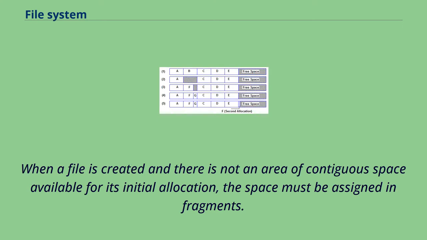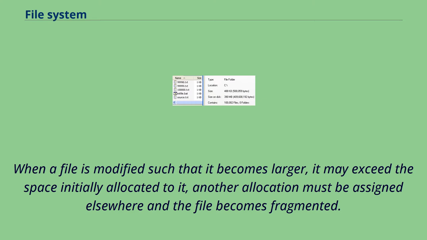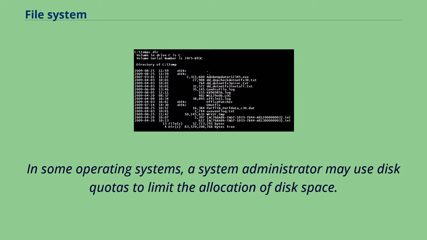When a file is created and there is not an area of contiguous space available for its initial allocation, the space must be assigned in fragments. When a file is modified such that it becomes larger, it may exceed the space initially allocated to it, another allocation must be assigned elsewhere and the file becomes fragmented. In some operating systems, a system administrator may use disk quotas to limit the allocation of disk space.